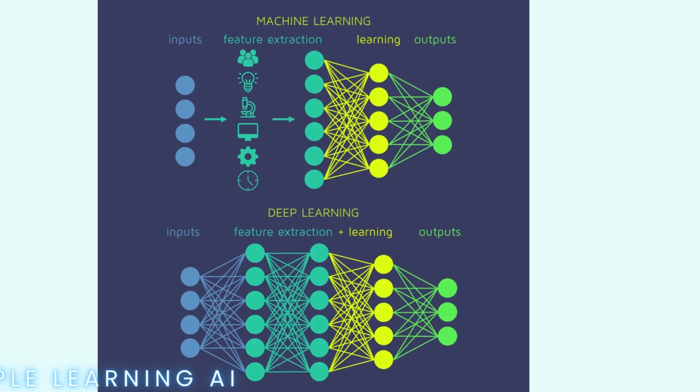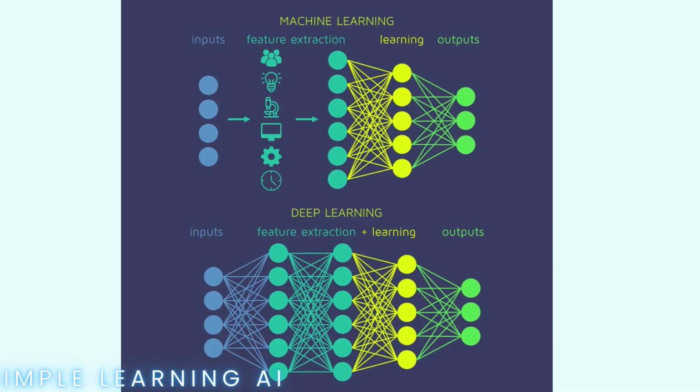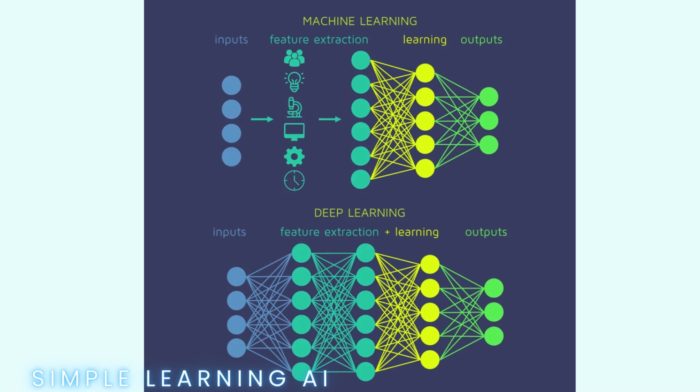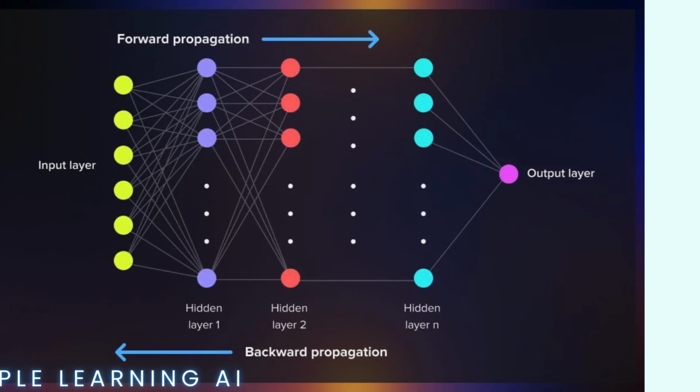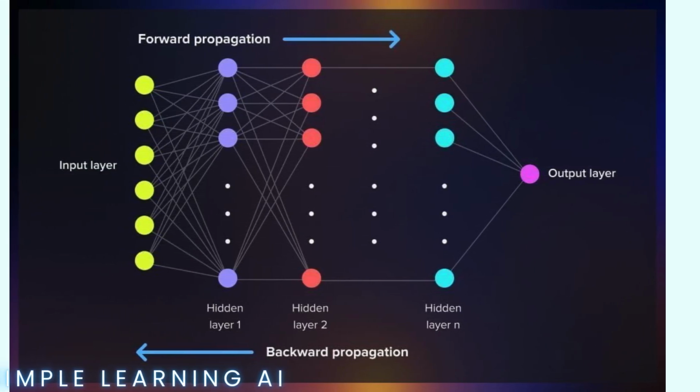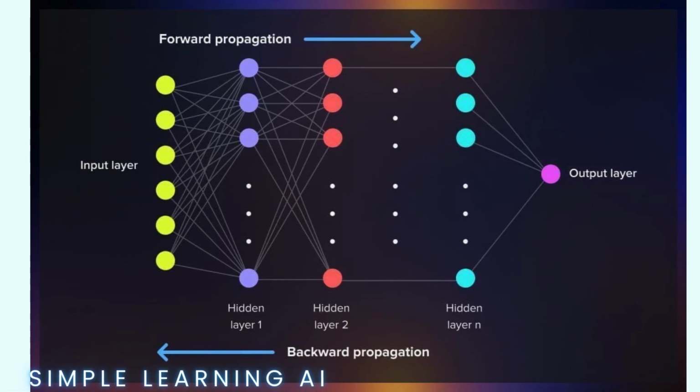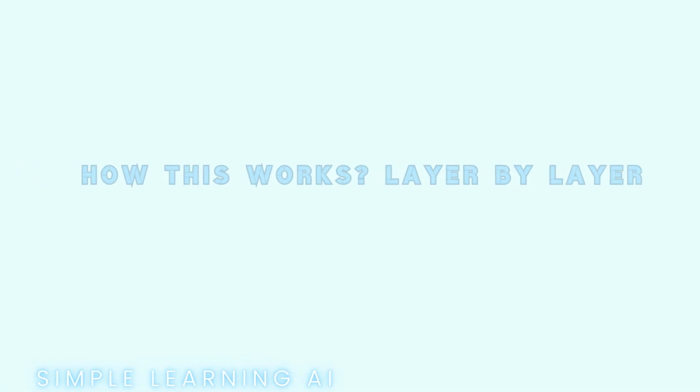How it works. Deep learning models learn features automatically. You don't have to manually define what the computer should look for. It learns by itself, from data. It goes through a process called forward propagation, where the input moves through all the layers. Then backpropagation adjusts the model when it's wrong, kind of like self-correction. Let's walk through how this works, layer by layer.